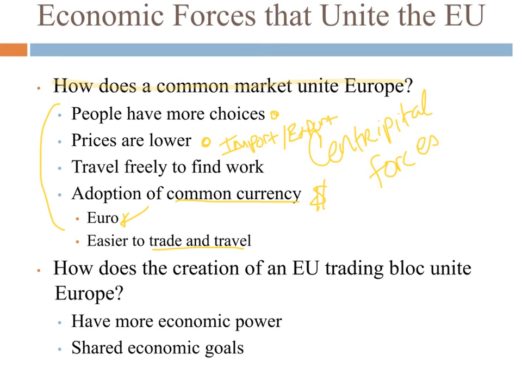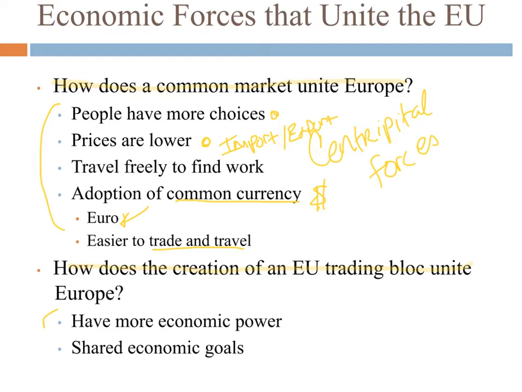All right. Now, on the right side of the map, the question reads, how does the creation of a EU trading bloc unite Europe? You're going to fill out these two things here. A trade bloc basically means all of the countries are working together in a common market in the world.